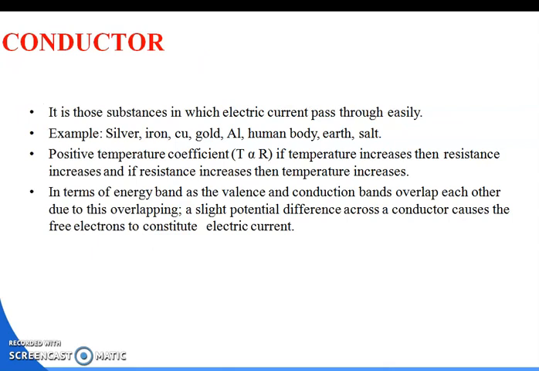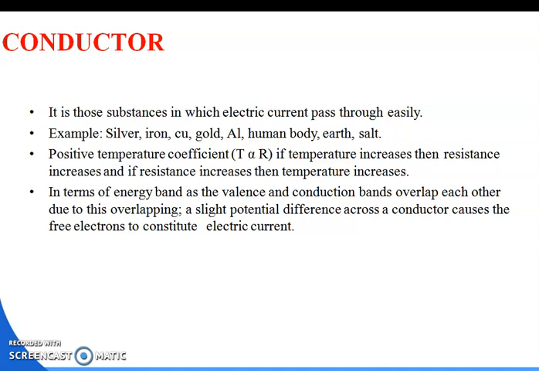So what is a conductor? It is a substance in which electric current passes through easily. Examples are silver, iron, copper, gold, aluminum, human body, earth, salt. These are examples of conductors by which electric current can pass through easily. That is called a conductor.